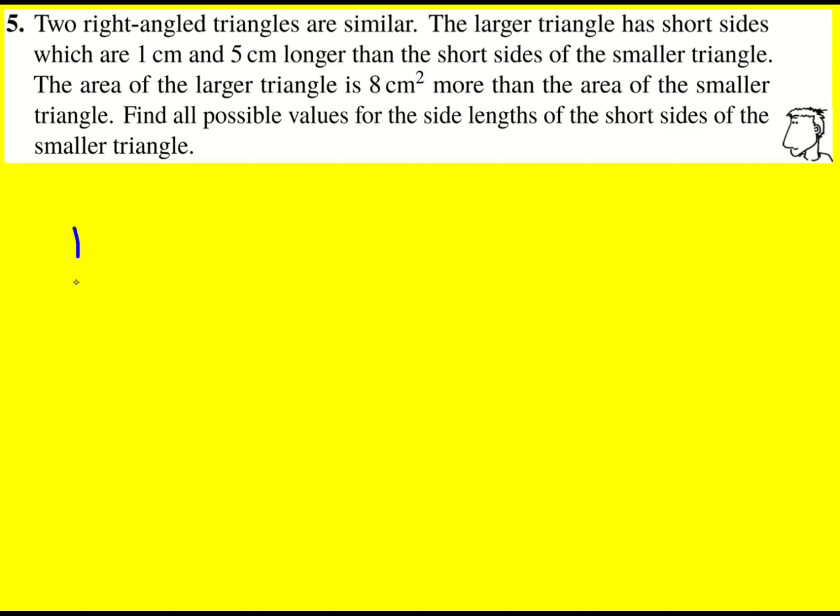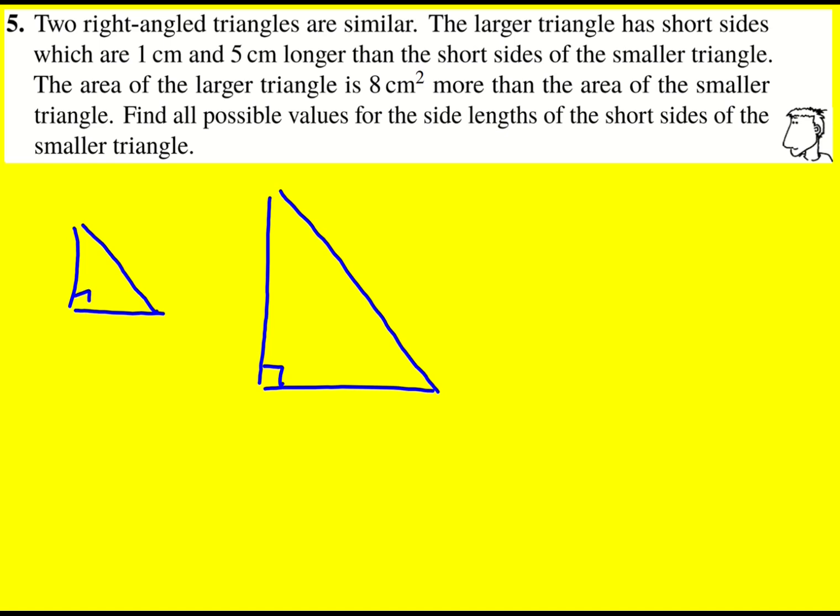Two right-angled triangles are similar. The larger triangle has short sides which are 1 centimeter and 5 centimeters longer than the short sides of the smaller triangle. So let's say that the smaller triangle has sides x and y, and the larger triangle will have x plus 1 and y plus 5.